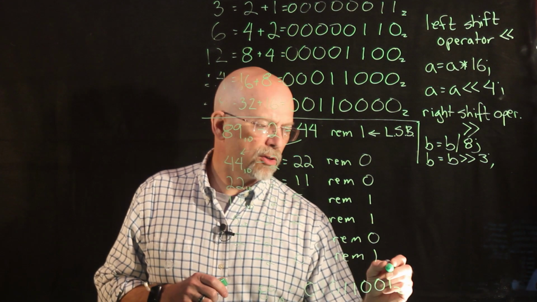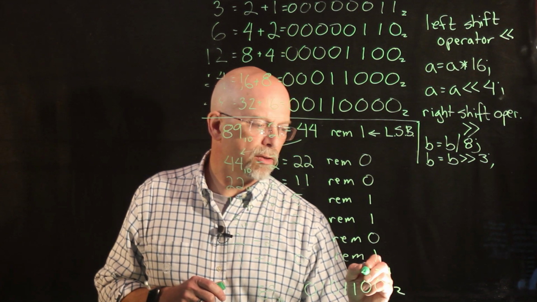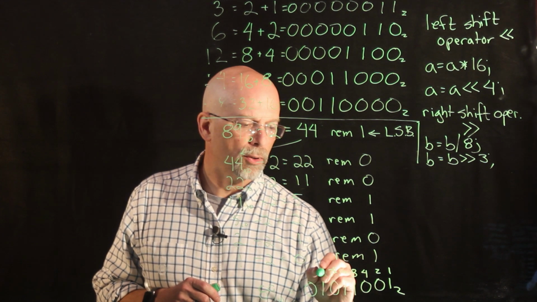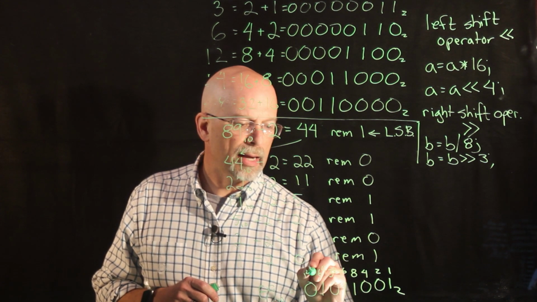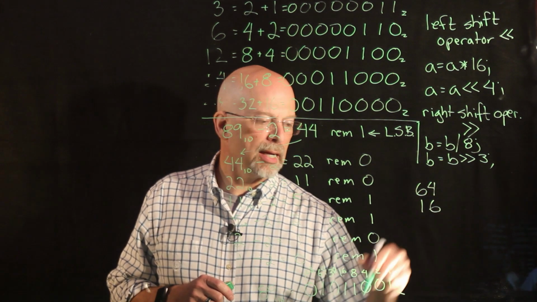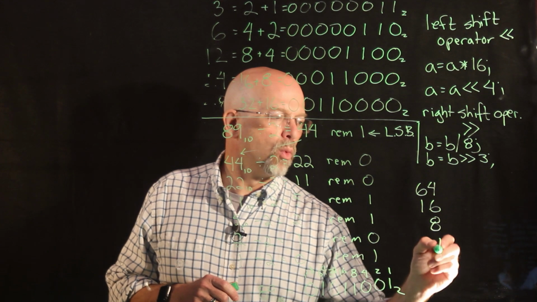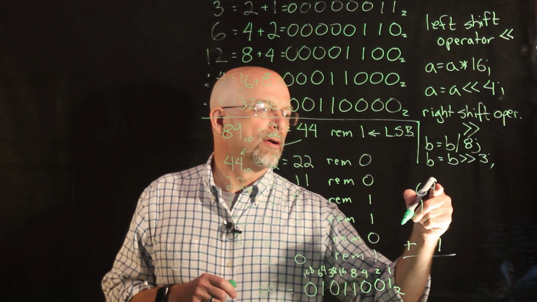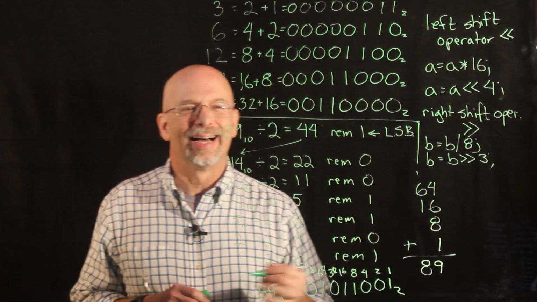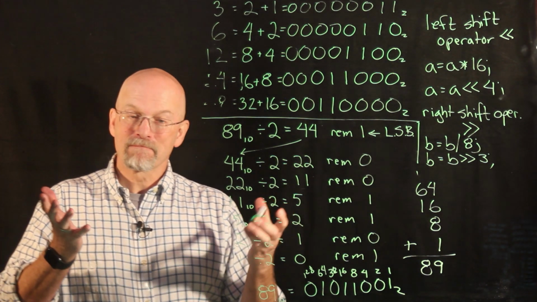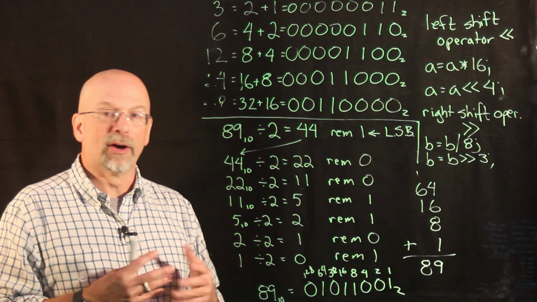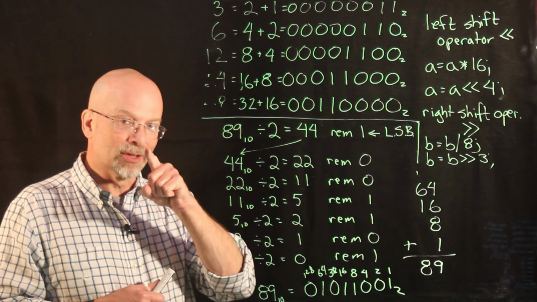Well, let's do the conversion. This is the 1's place, the 2's place, the 4, 8, 16, 32, 64, 128. So this becomes 64 plus 16 plus 8 plus 1. Add all those together, we get 9, carry the 1, 89. And there you go. Quick and easy way in order to do a conversion from decimal to binary using only divisions by 2, keeping track of the remainders.